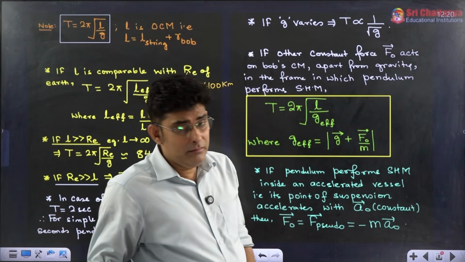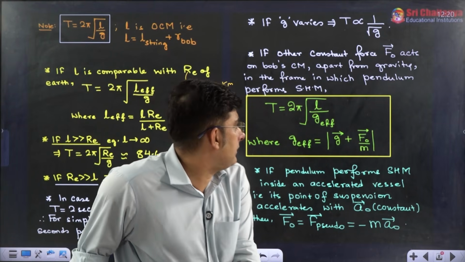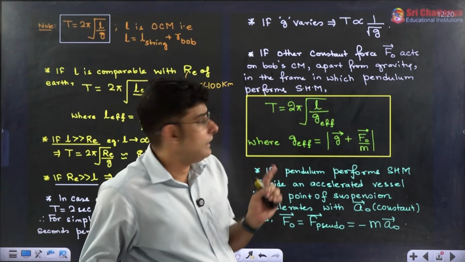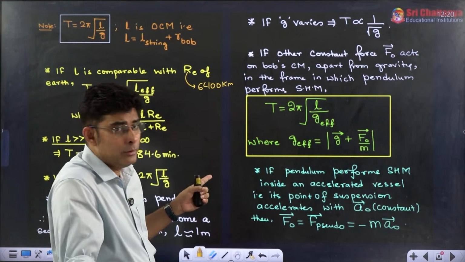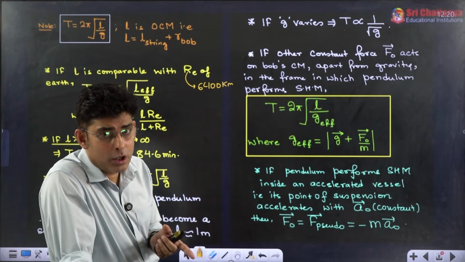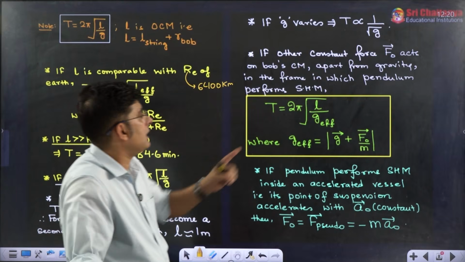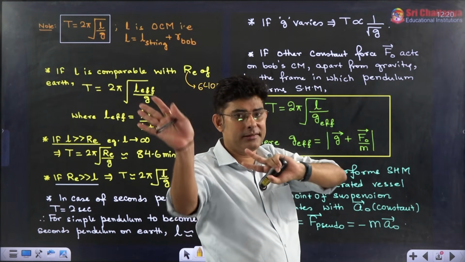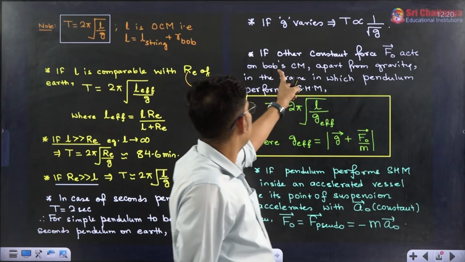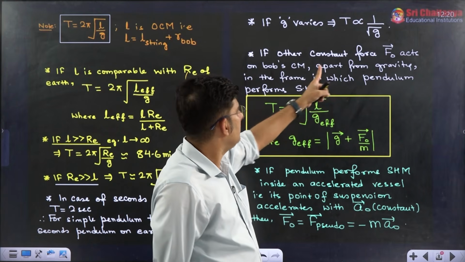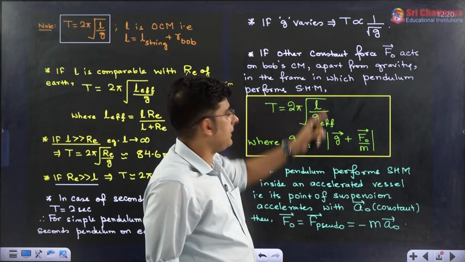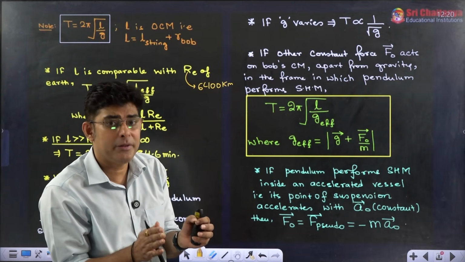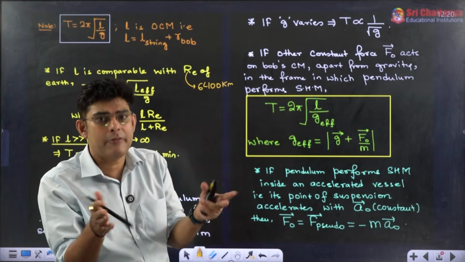Now in the spring block system, I said that if there are other constant forces, it doesn't affect omega. But in case of a simple pendulum, since we have the concept of torque, apart from gravity, if there are other constant forces whose resultant is suppose F naught vector, also acting on the CM of the bob, then you have to first see in which frame the pendulum is performing SHM, suppose inside a vessel or elsewhere.